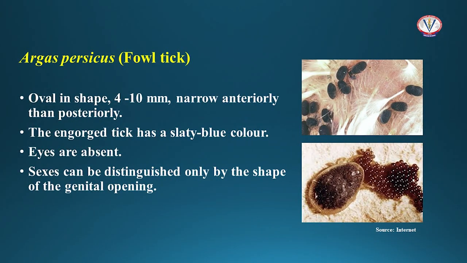Argas persicus, the fowl tick, oval in shape, 4 to 10 millimeter long. It is narrow anteriorly. The fowl tick has a slaty blue color. Eyes are absent, and sexual dimorphism is not marked, and sexes can be distinguished only by the shape of the genital opening.